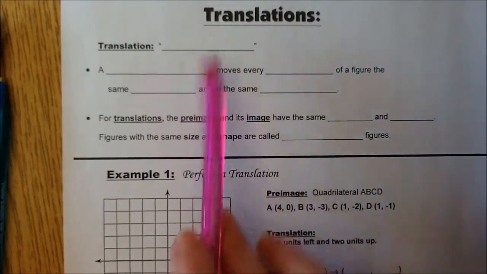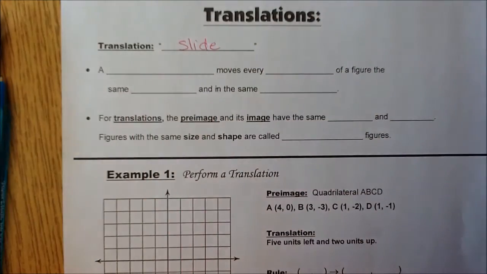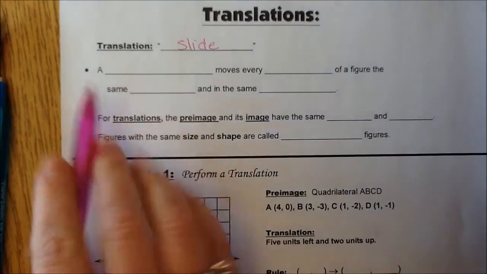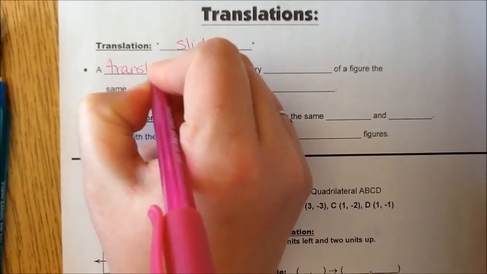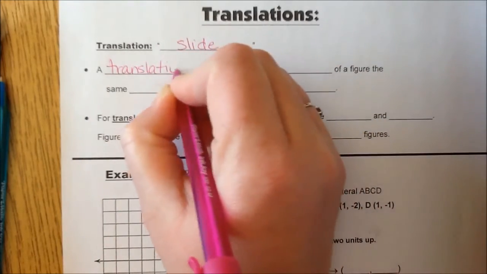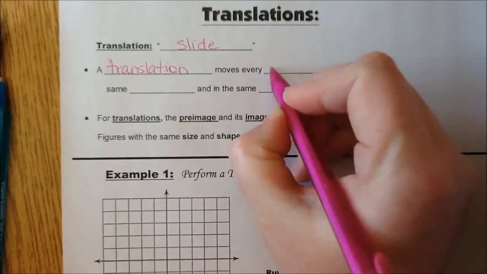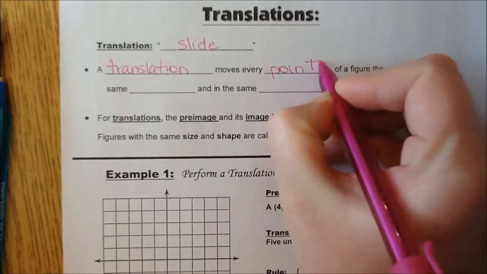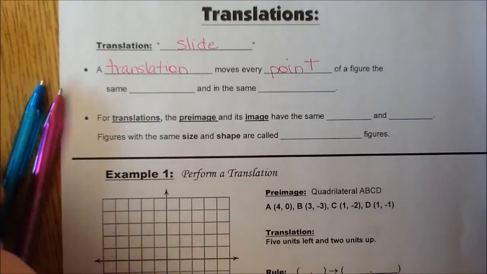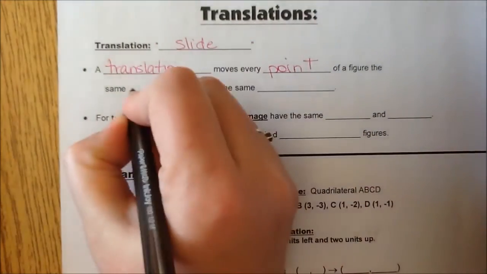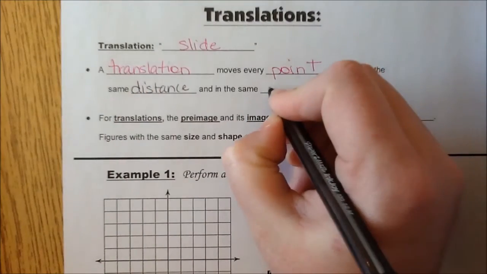And a translation is a slide. It's often referred to as a slide. A translation moves every point of that figure. I'm in pink right now. Every point of the figure the same, switch to black, the same distance, and the same direction.